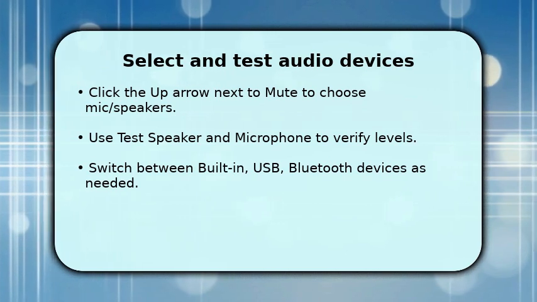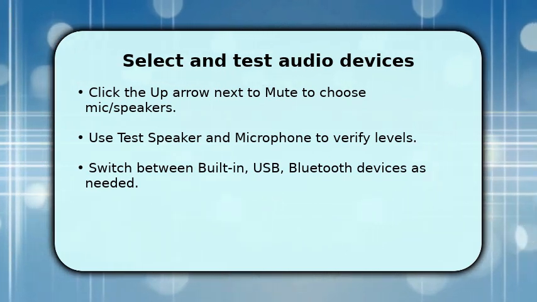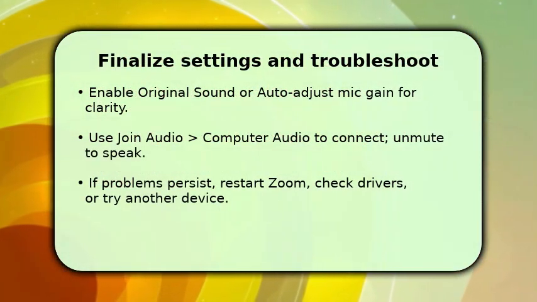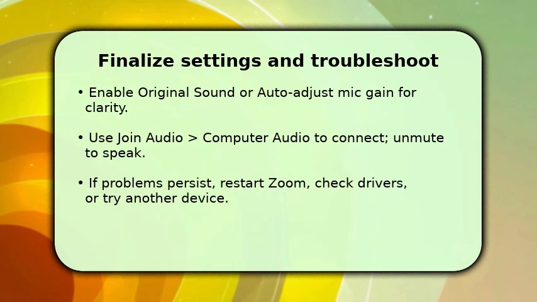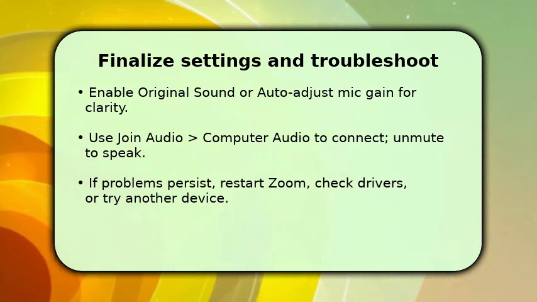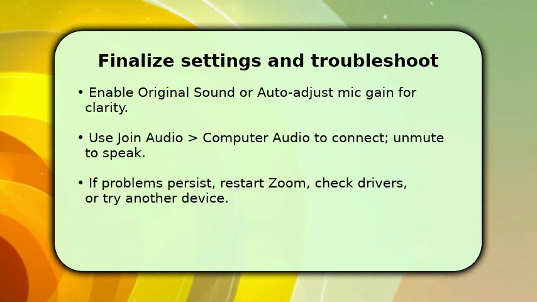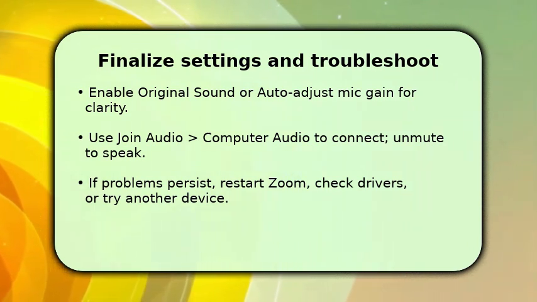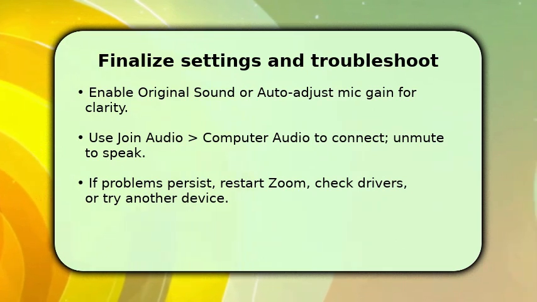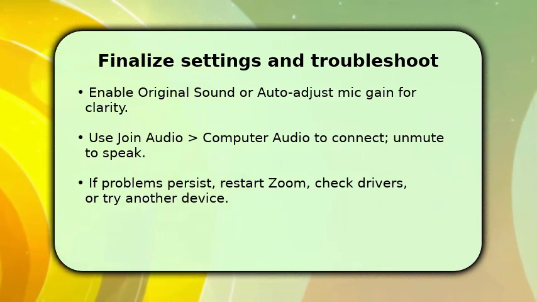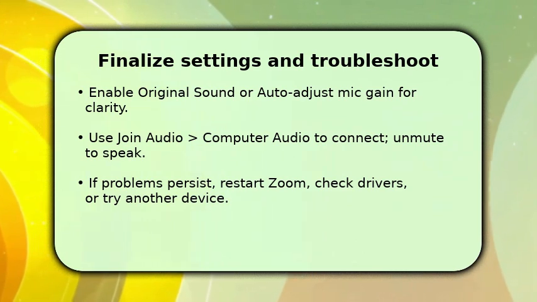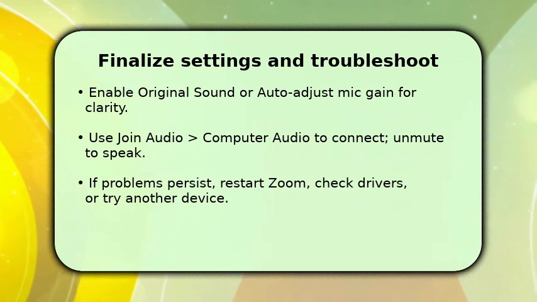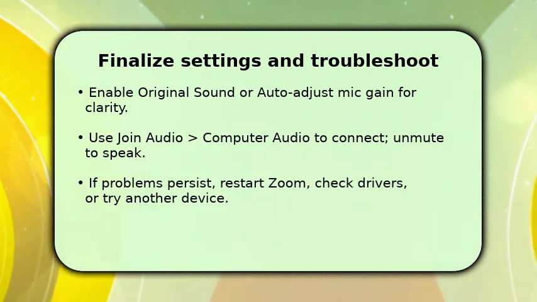Finish by optimizing settings and knowing one quick troubleshooting move. Enable original sound if you need unprocessed audio, or keep auto-adjust microphone gain for hands-free level control. These affect how you sound to others. Click Join Audio, then Computer Audio, and unmute to speak, confirming others can hear you. If audio still fails, restart Zoom to reset permissions, update or reinstall your audio drivers, and try an alternate USB or mobile headset. This often isolates the problem and gets you back on audio fast.